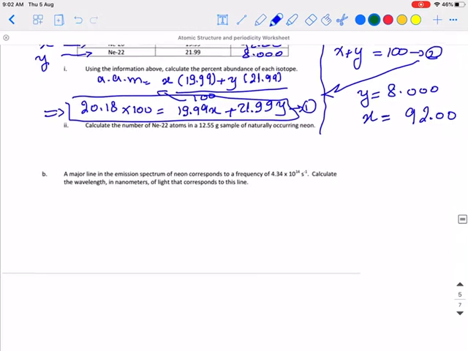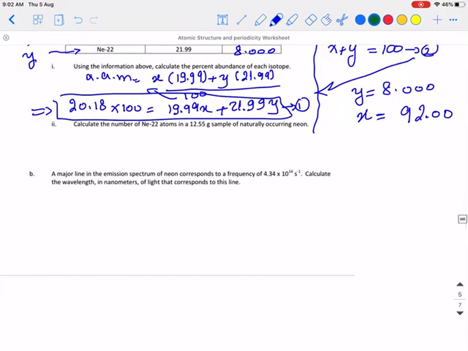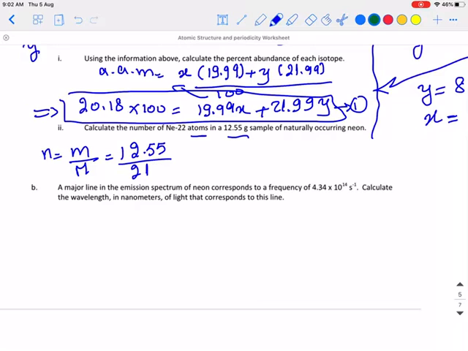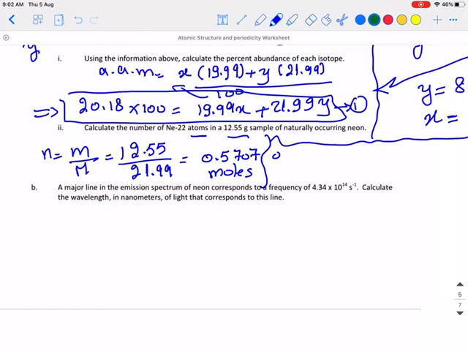Now calculate the number of neon 22 atoms in 12.55 gram. This is the mass of naturally occurring neon. First of all, let me find the number of moles and then I will relate it to atoms. It's the mass over the molar mass, which is 12.55 over the molar mass for neon 22, 21.99, which is 0.5707 moles.